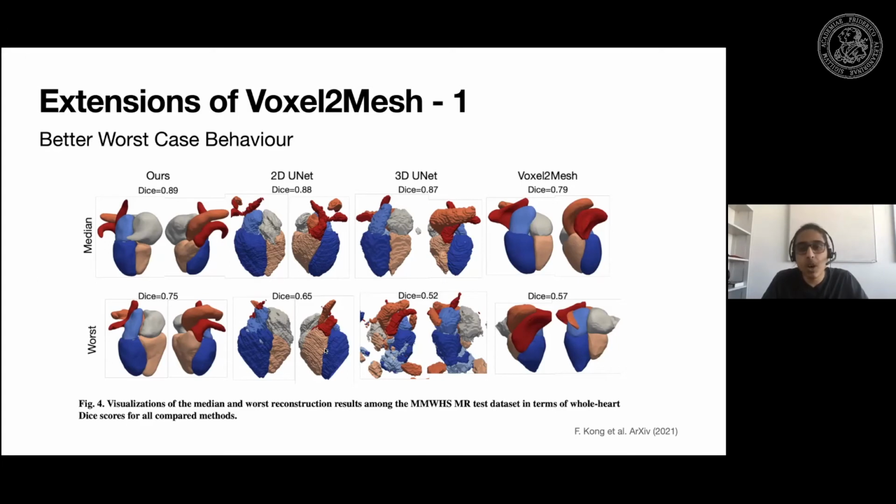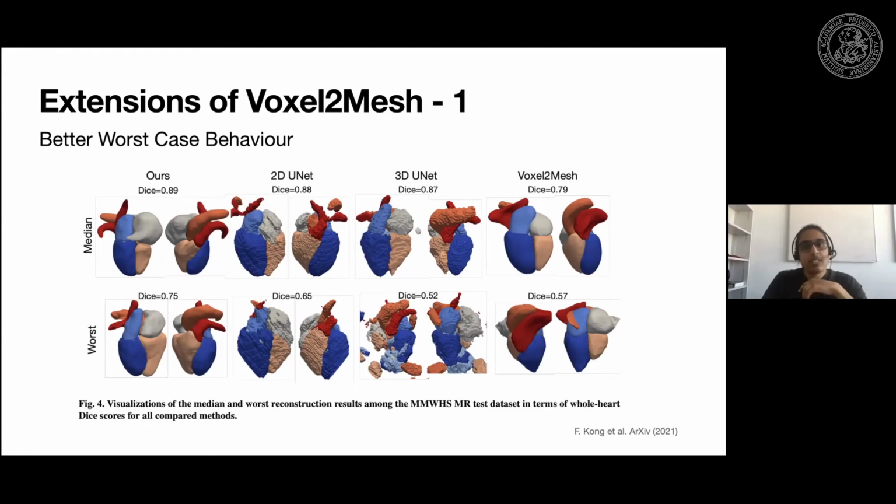And I think this is one of the strengths of Voxel2Mesh, that even at the worst case, we'll have to try a little bit more, but so far what we have seen is the worst case behavior is better than with 3D UNet. Of course, to verify, we'll have to see many more papers down the line. Only then can we come to a conclusion. But so far, from my experience, and also from this paper, that's what we can see.